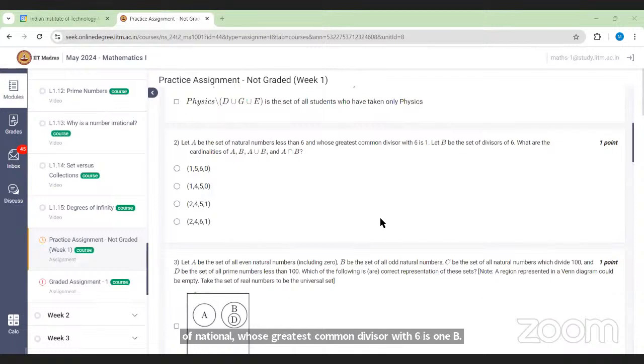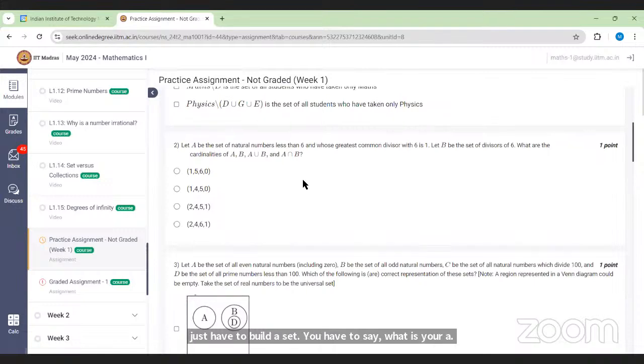This is an easy question. What is the cardinality of A, B, A union B, A intersection B? What's your doubt in this? You just have to build a set. First, you have to say what is your A. Ma'am, maybe the set build-up is not happening.